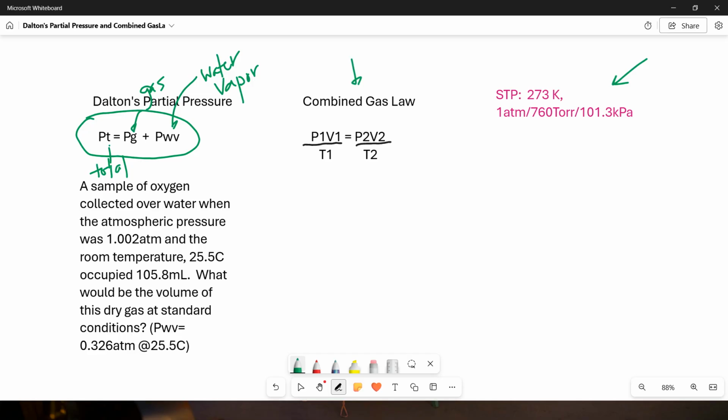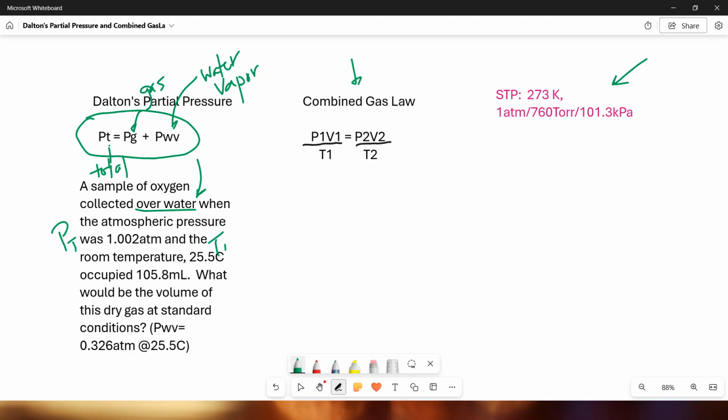So let's look at the problem. It says a sample of oxygen collected over water. That's your key right there, that you are going to have to use Dalton's partial pressure. When the atmospheric pressure is 1.002 atmospheres, this is the total pressure because it's collected over water. The oxygen is mixed with the water vapor at a room temperature of 25.5 degrees Celsius, so that's T1, and occupies 105.8 milliliters. This is V1.